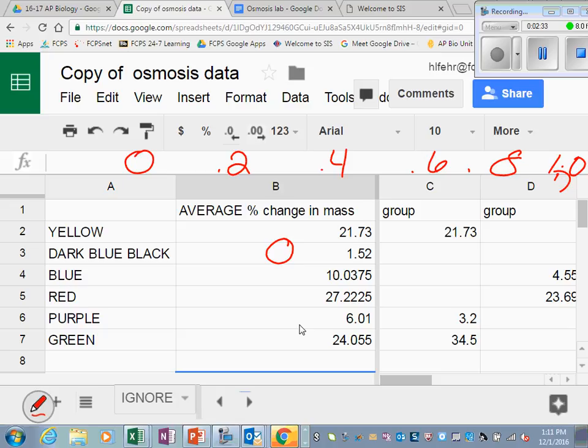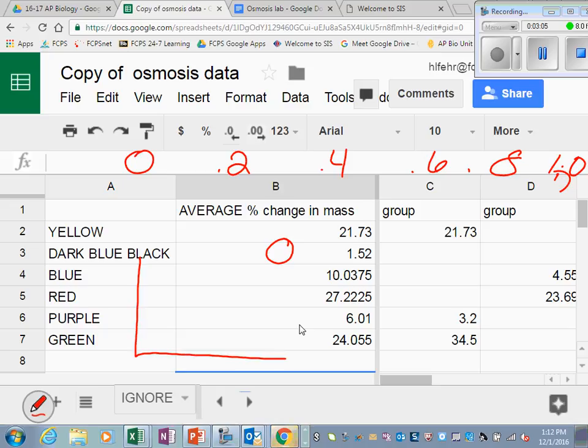So what can you assume is the 0.2? The purple. What about 0.4? 0.8, and so on and so forth. Make sense? Now, how are you going to graph this data? Bar graph. So here's my bar graph.